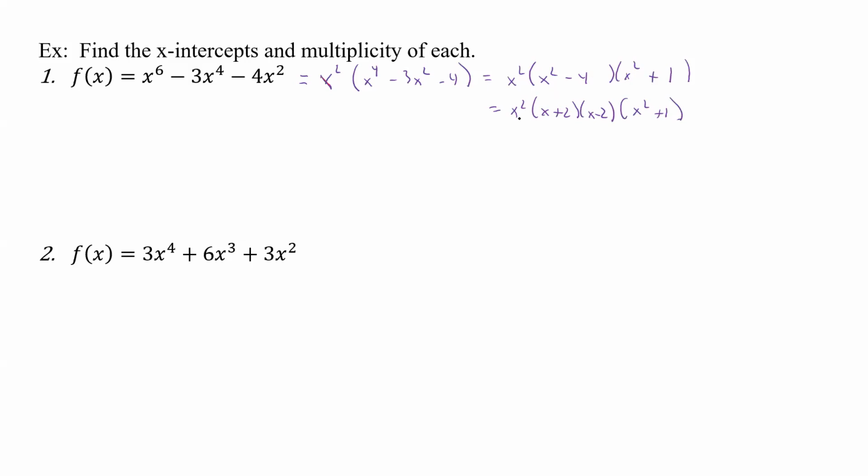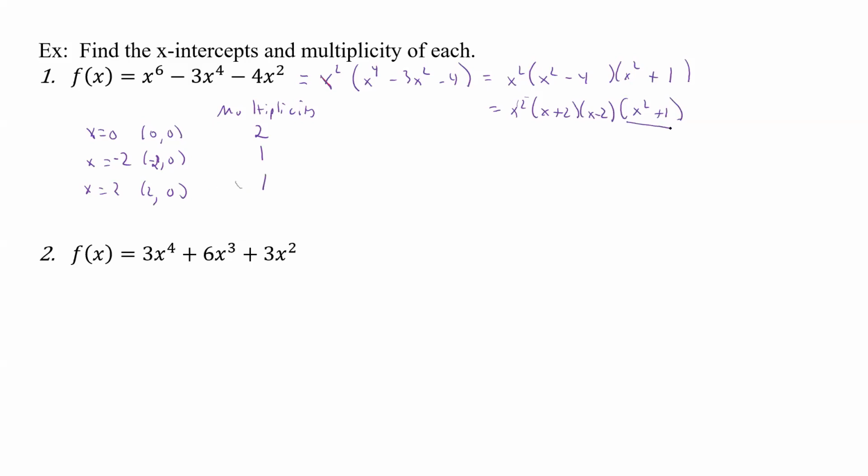So now what we have are the intercepts. We have x equals 0, so that's going to be 0, 0. And let's write our multiplicity. That multiplicity is 2 because we have that 2 right there. Now then we have x is equal to minus 2, so it's minus 2, 0. Its multiplicity is just a 1. Then the next one's x equals 2, so that's a 2, 0, and its multiplicity is 1 as well.